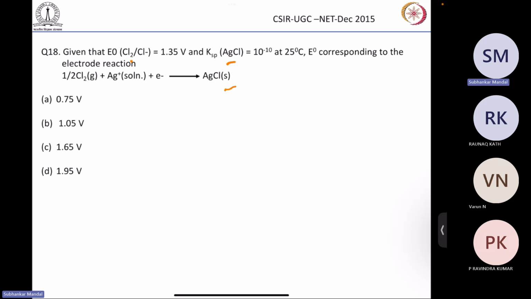I think this kind of problem we have done earlier also, and this is just from the solubility product problem. So how can we proceed with this? All the things whatever is given, we can proceed with that only. So reaction 1 what is given: half of Cl2 plus 1 electron going to Cl minus. So E naught it is given 1.35 volt. And Ksp value it is given.